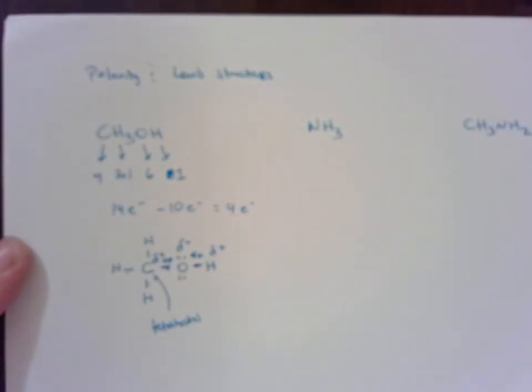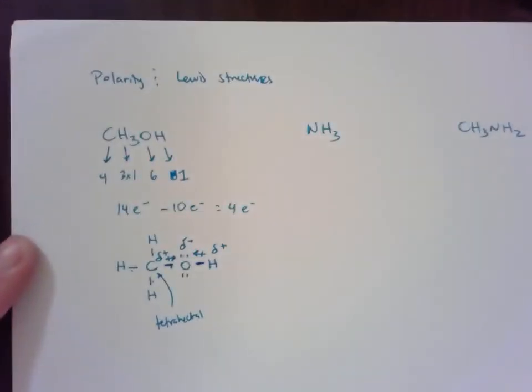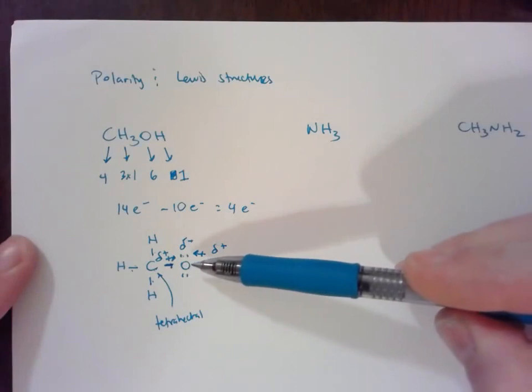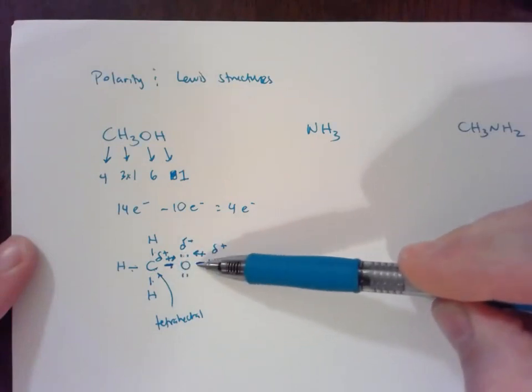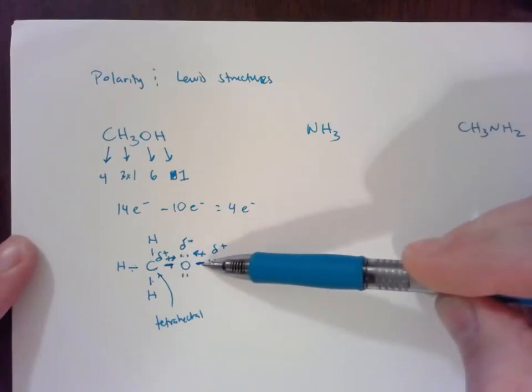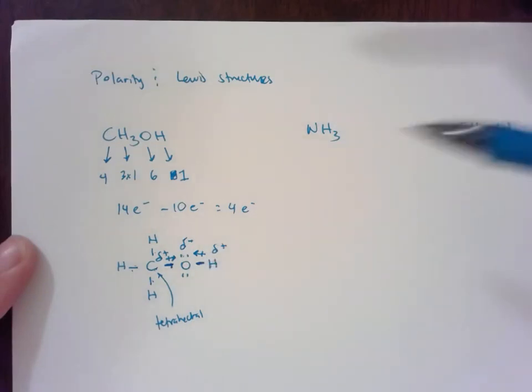And hang on, let me fix the focus. There we go. It has 1, 2, 3, 4 areas of electron density and 2 bonds. So that means it's going to be bent.